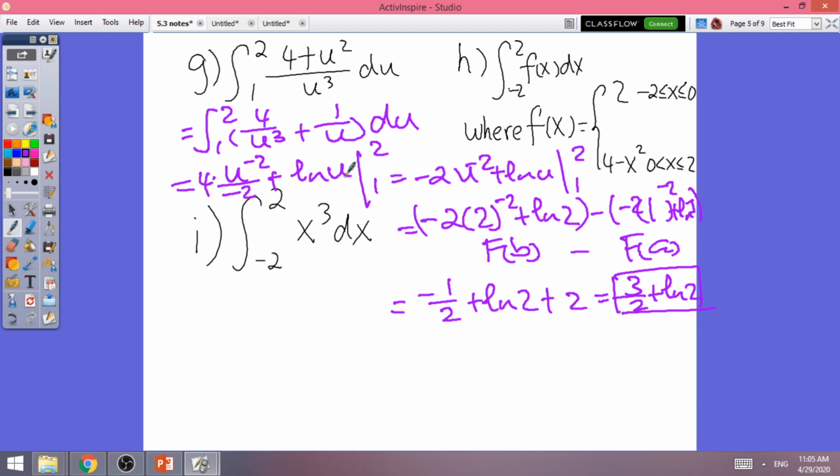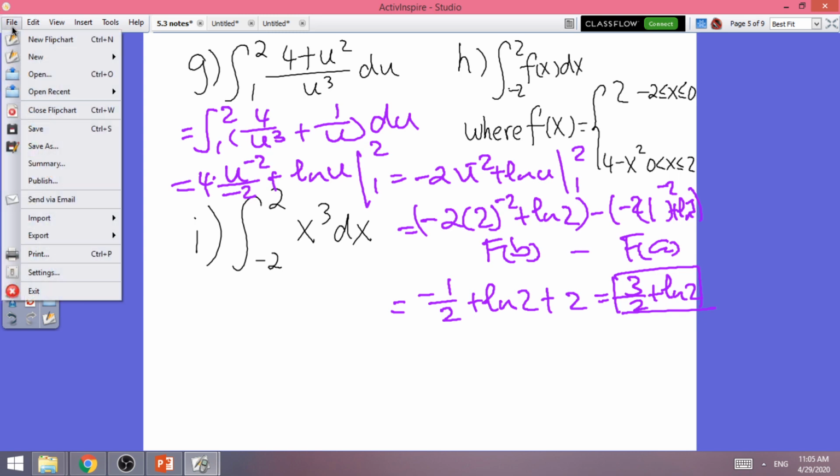So for h, we do have a piecewise function for the integrand. From negative 2 to 2, f of x dx, where f of x is split into two: a constant function from negative 2 all the way to 0, and the second half, 4 minus x squared from 0 to 2. Okay, so we're going to find our piecewise function.